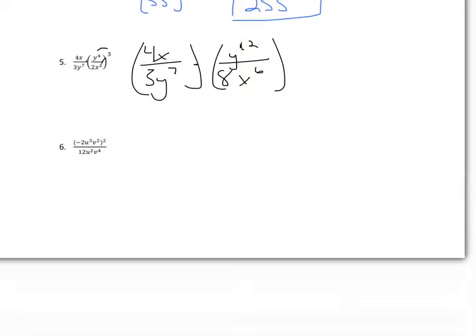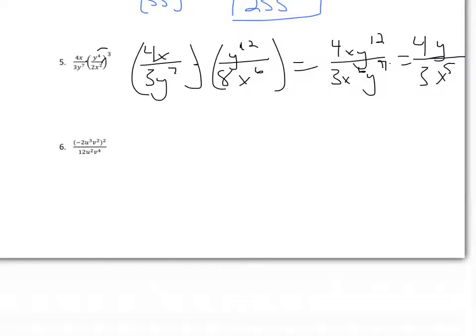Now we can do our multiplying straight across, just multiplying fractions. So 4xy to the 12th over 3x to the 6th y to the 7th. Now we can reduce. Can you reduce those numbers? Nope. So you leave your 4 and your 3. All right, but the exponents you can. For the x's, you got 6 on bottom, 1 on top. So when you cancel everything out, you're gonna be left with 5 on the bottom. And for the y's, 12 on top, 7 on the bottom. Cancel them out, you're left with 5 on top. 4y to the 5th over 3x to the 5th.